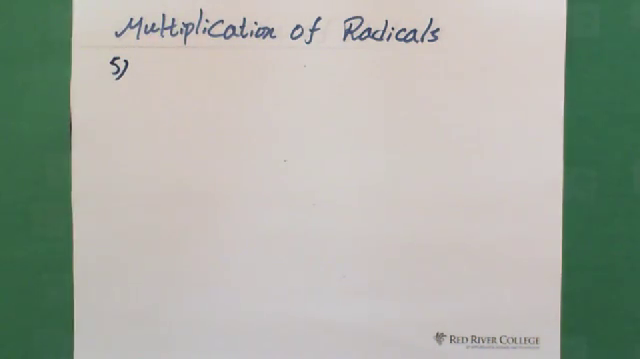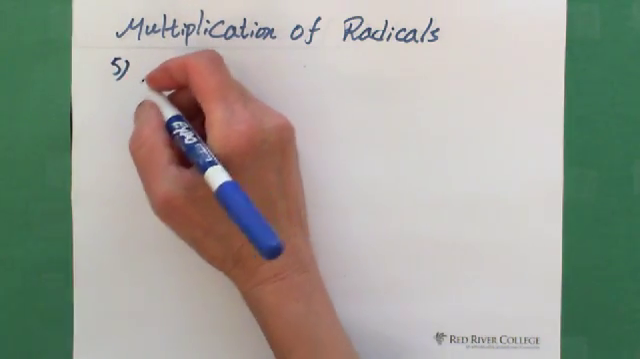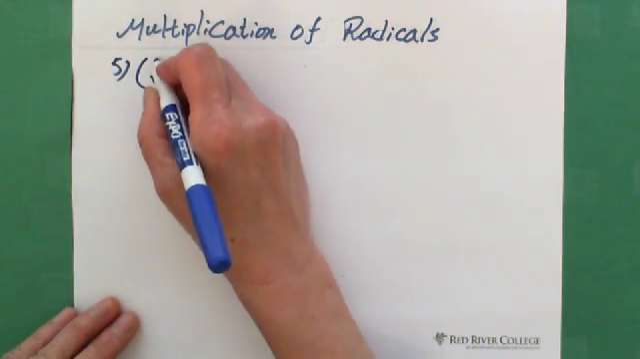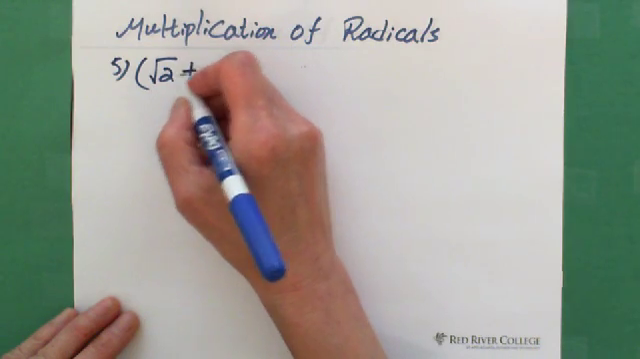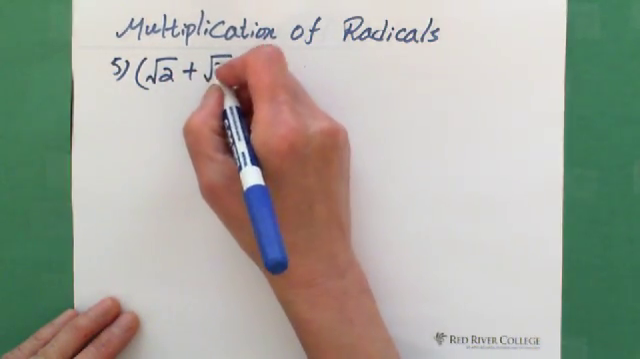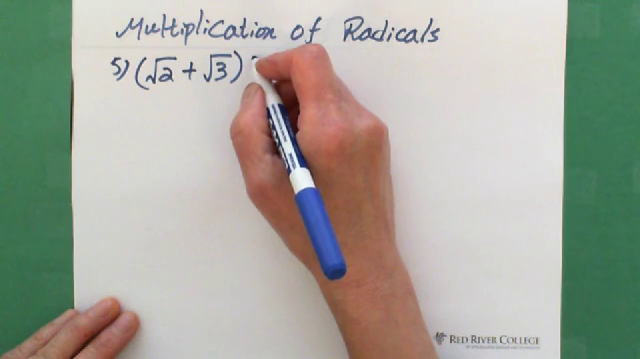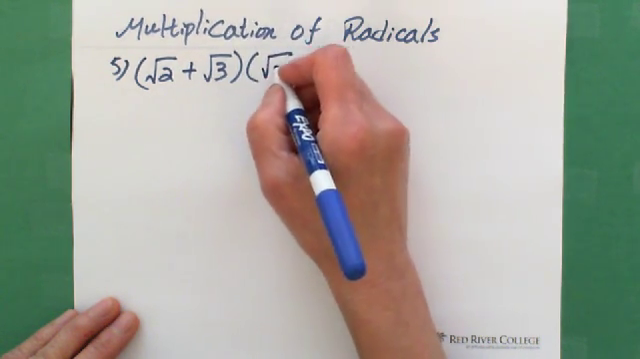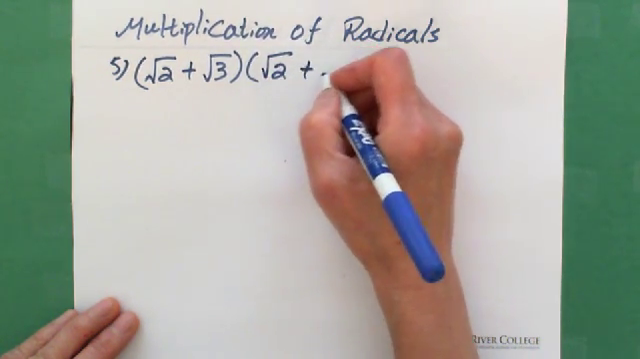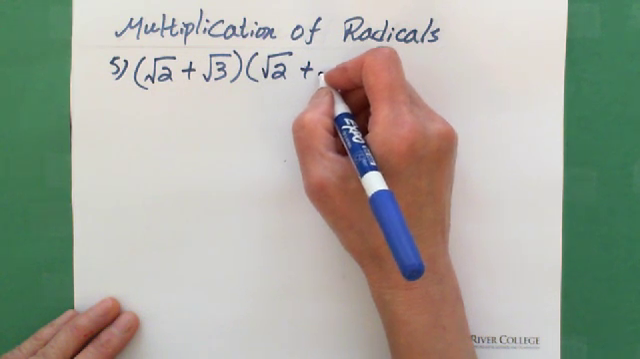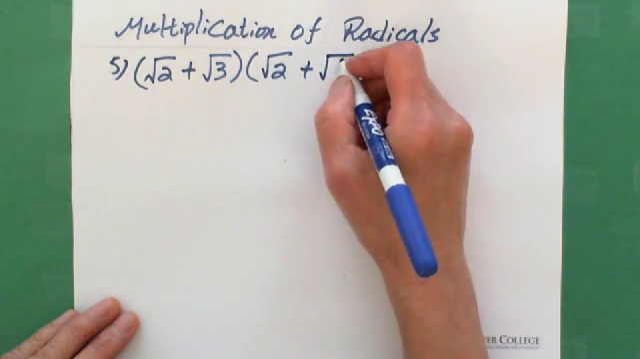Let's see, in some situations, if we have binomial multiply binomial, what happens? If both are binomials with radicals, we still can simplify them. For example, you have, let's say, square root 2 plus square root 3, multiply, let's say, square root 2 plus maybe square root 6.